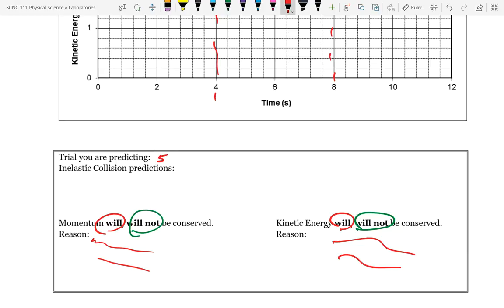So you're doing all of that before you do any actual collision experiments. So you and your partner are making predictions. Are your predictions going to be right?